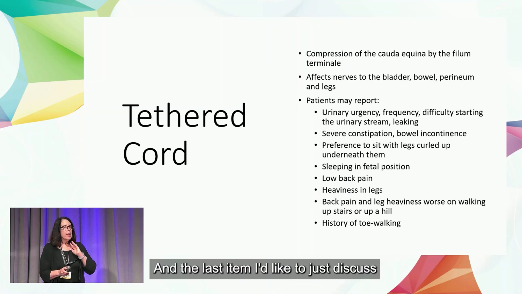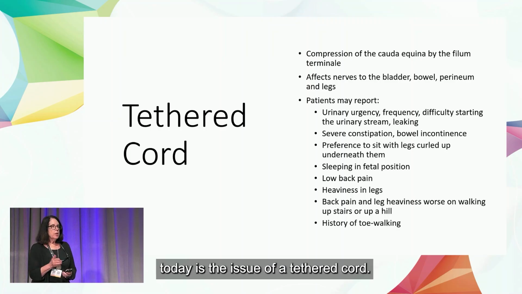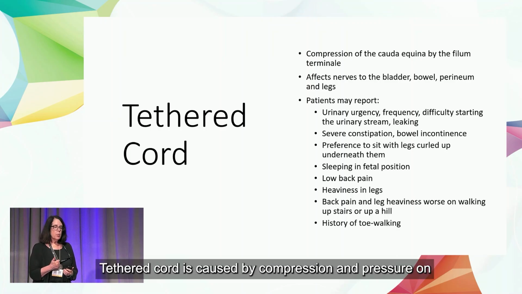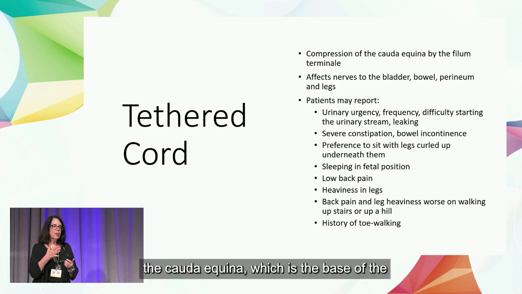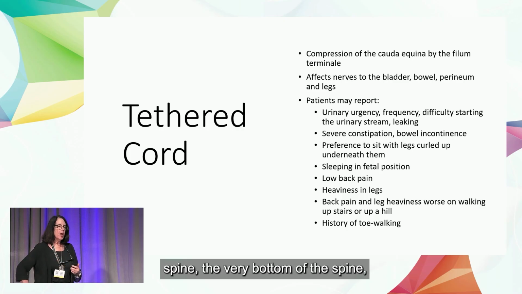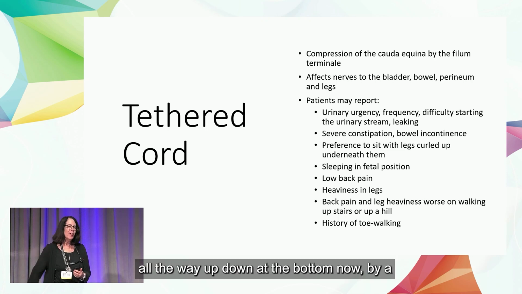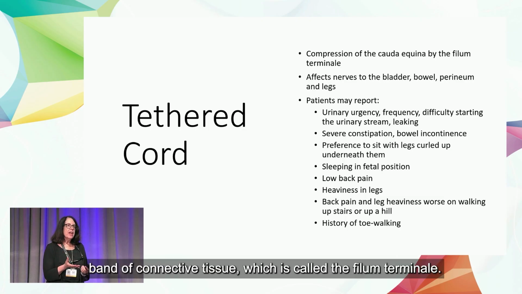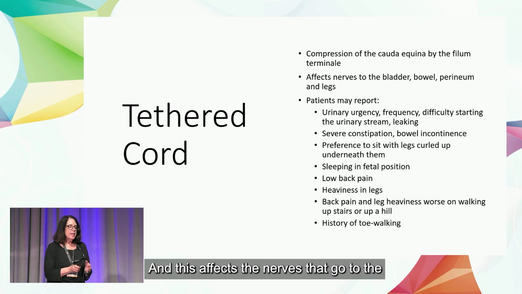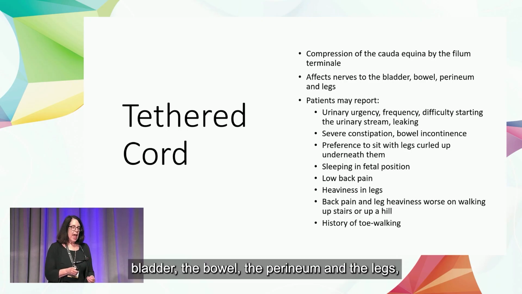And the last item I'd like to just discuss today is the issue of a tethered cord. Tethered cord is caused by compression and pressure on the cauda equina, which is the very bottom of the spine. We're moving from all the way up at the top to all the way down at the bottom now, by a band of connective tissue, which is called the filum terminale. And this affects the nerves that go to the bladder, the bowel, the perineum, and the legs.